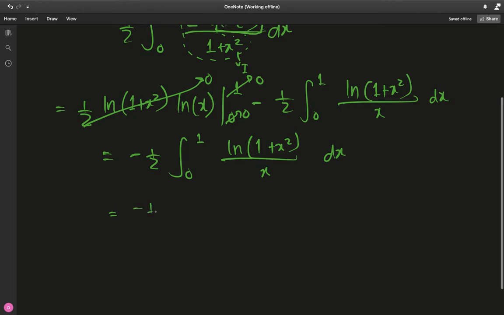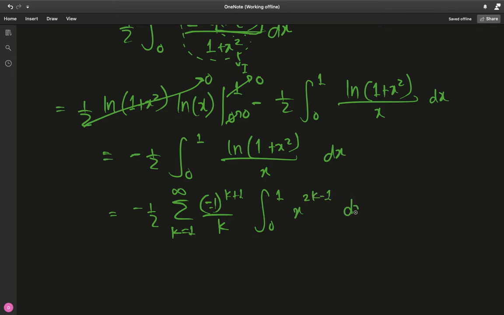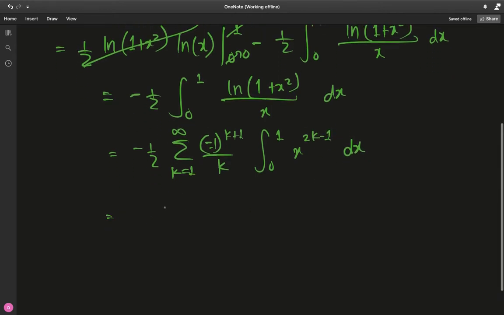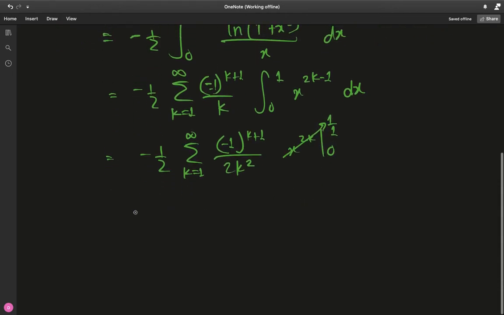So we have minus half times sum from k equals 1 to infinity of minus 1 to the k plus 1 over k times integral from 0 to 1. We have x to the 2k, and then this x will give us x to the 2k minus 1 dx. And we have minus half times sum from k equals 1 to infinity of minus 1 to the k plus 1 over 2k squared times x to the 2k evaluated from 0 to 1. This will entirely be 1, so don't need to bother about that.